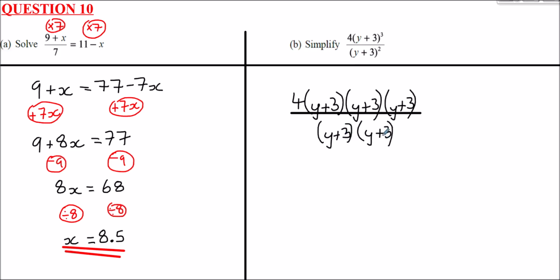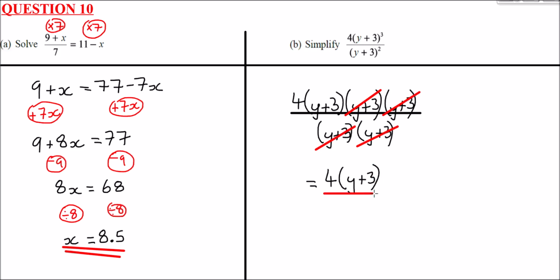We can then see what cancellations we can do much easier. So this bracket will cancel with that one, this one will cancel with that one, so we have no denominator left. We're just left with 4 lots of y plus 3, and therefore that's our final answer.